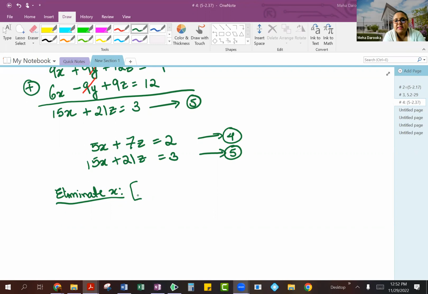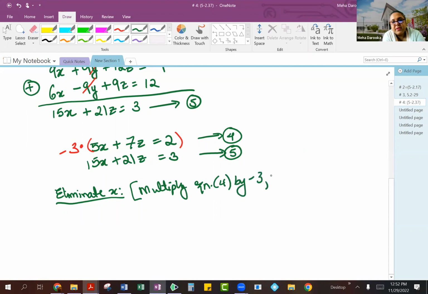Yeah, Jen, very nice. And which equation are you multiplying by -3? Very good. Yeah, you multiply equation 4 by -3, so we can turn that into -15x. So multiply equation 4 by -3, and then of course add it to equation 5.